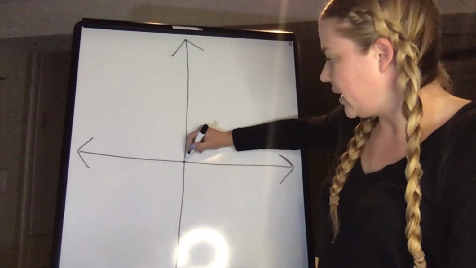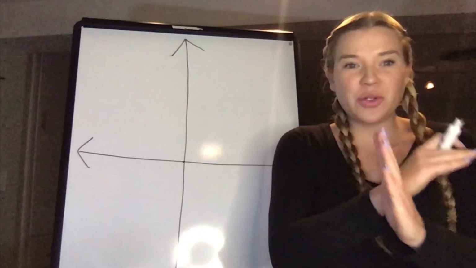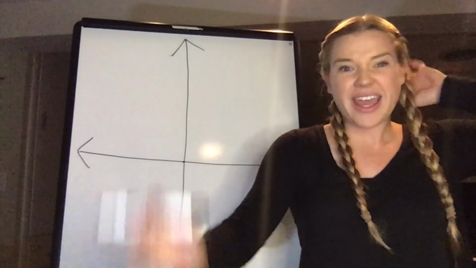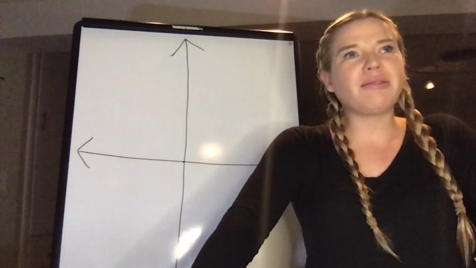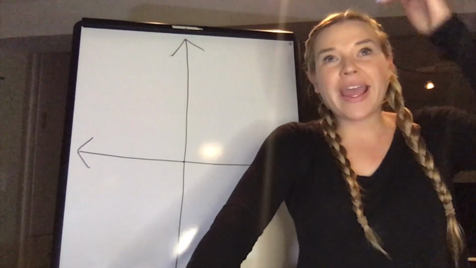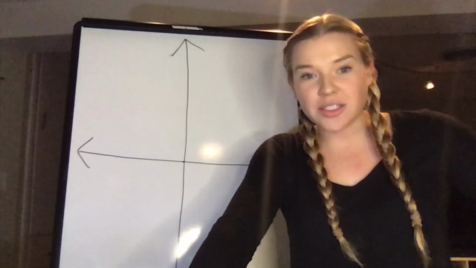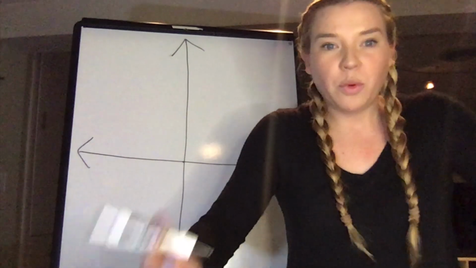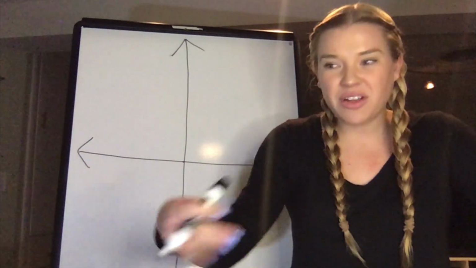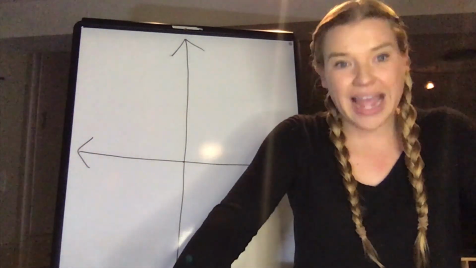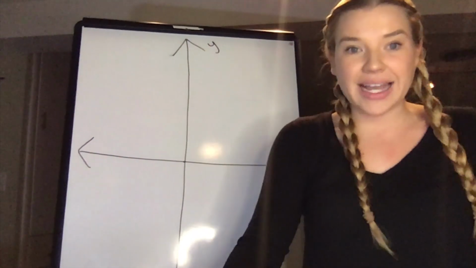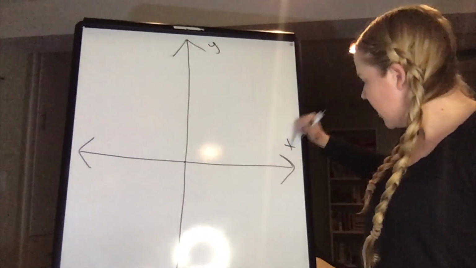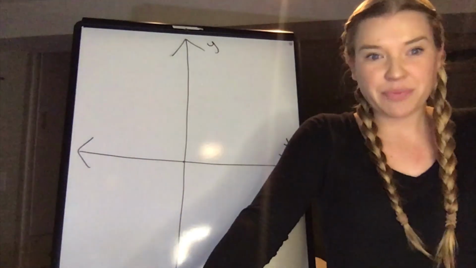This right here is the center of my coordinate plane. It's where my two axes essentially meet. It's where my vertical number line and my horizontal number line meet. When we are talking about coordinate planes, we no longer just call these number lines. We call these axes, okay? This is my y-axis, and this is my x-axis, okay?